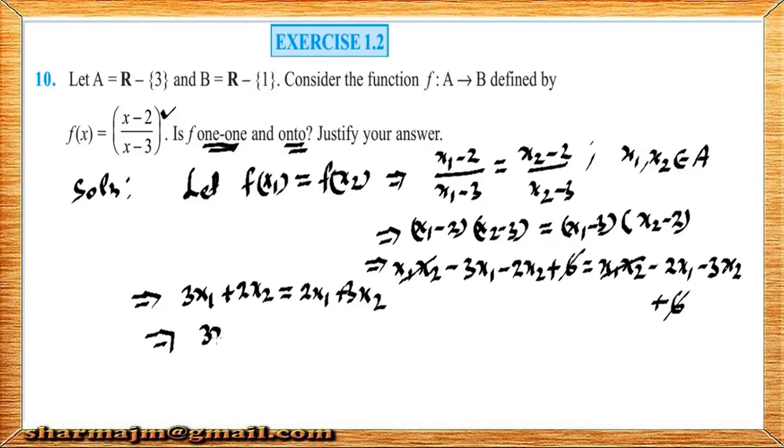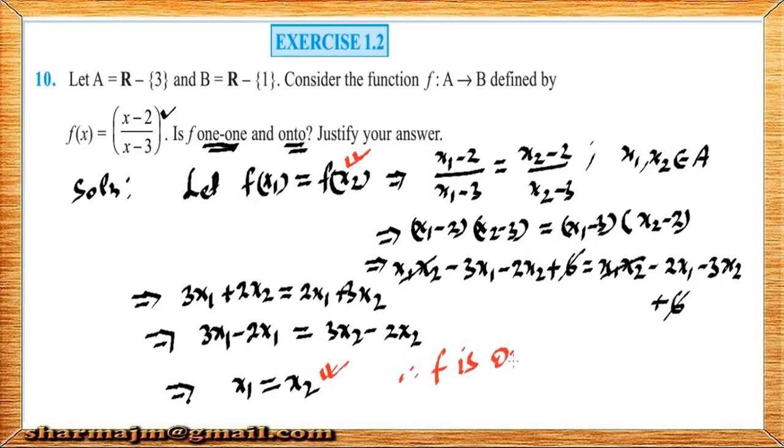Now you write 3x1 minus 2x1 here, and you have 3x2 minus 2x2 here, which implies 3x1 minus 2x1, that is x1, and similarly 3x2 minus 2x2 is x2. So you observe, whenever we have taken images are same, then pre-images are also same. Therefore f is a 1-to-1 function. Now we will check this for onto, whether this function is onto or not.